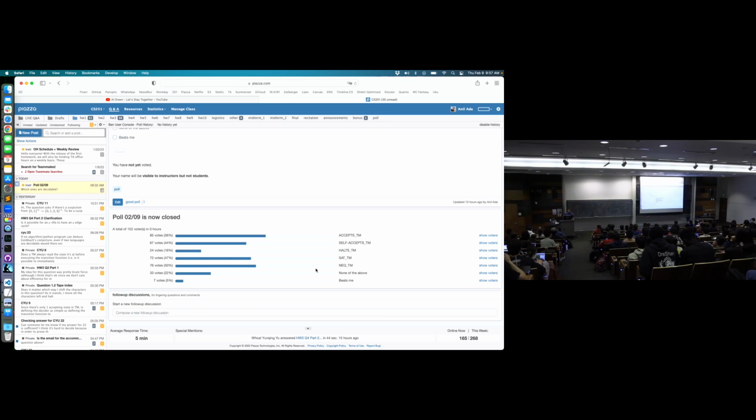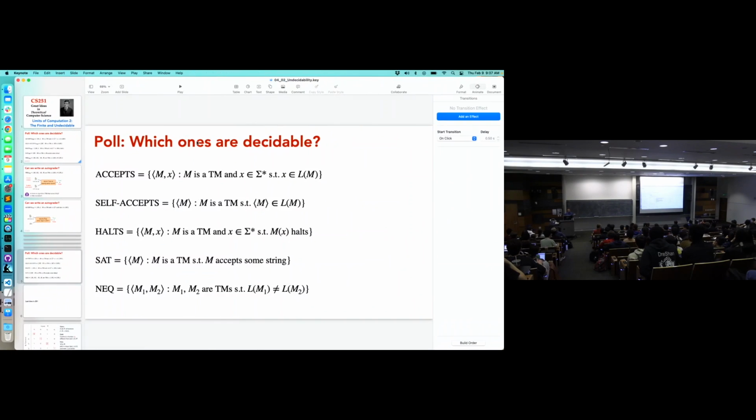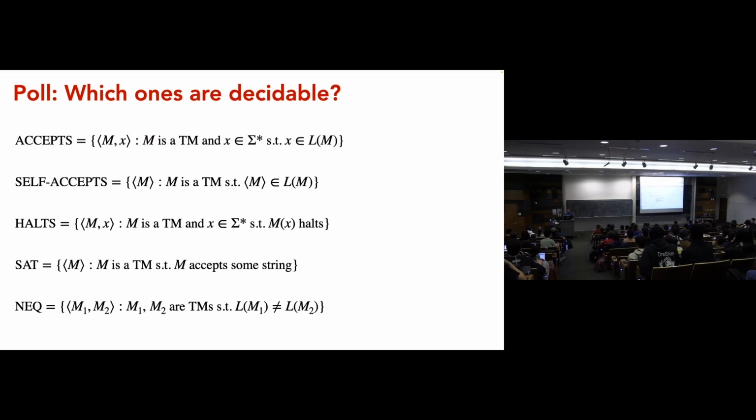So, good news and bad news. The bad news is that your intuition is very off. The good news is that we're going to fix your intuition in this lecture. But before we do that, let's take a couple of these examples. Accepts.